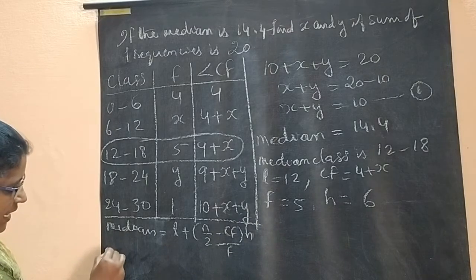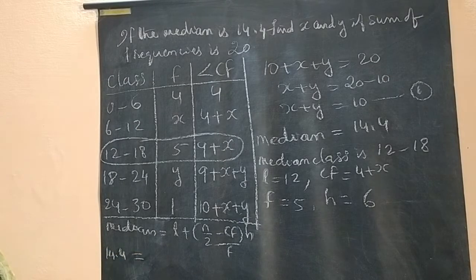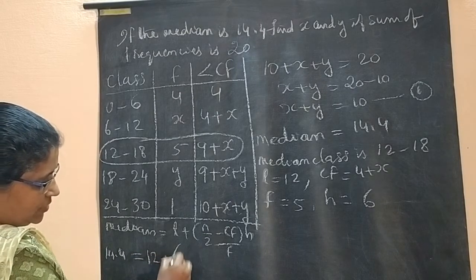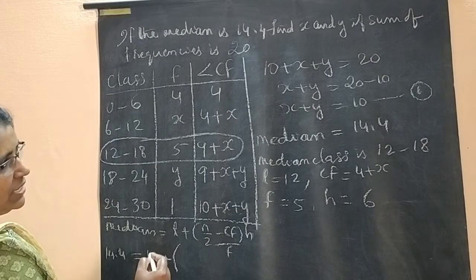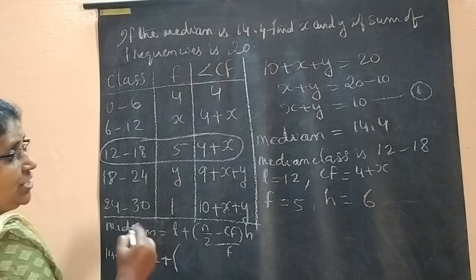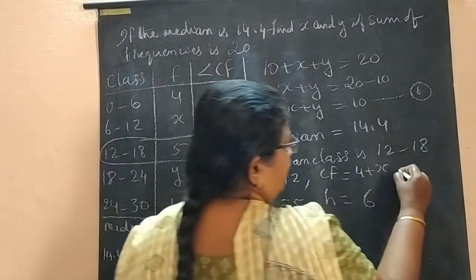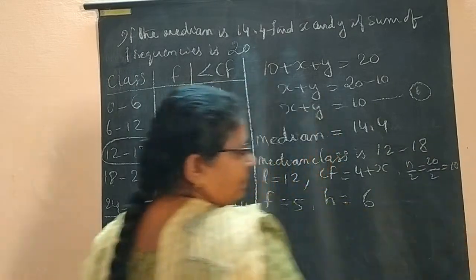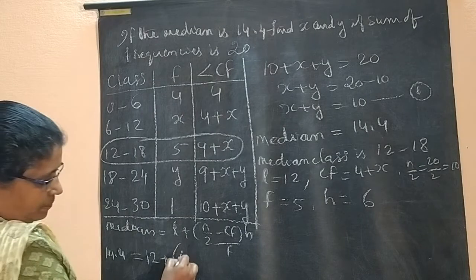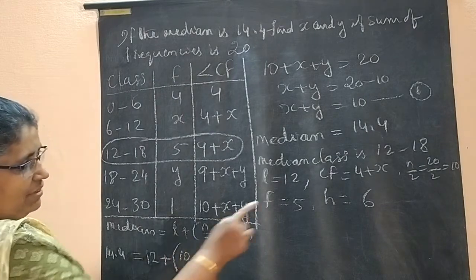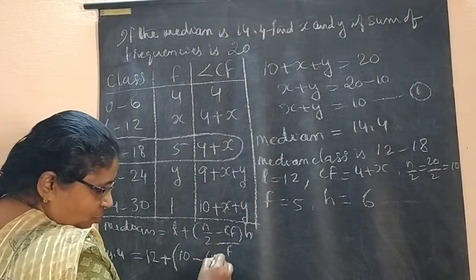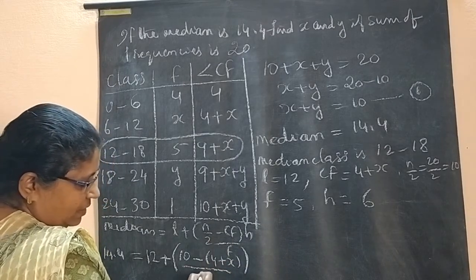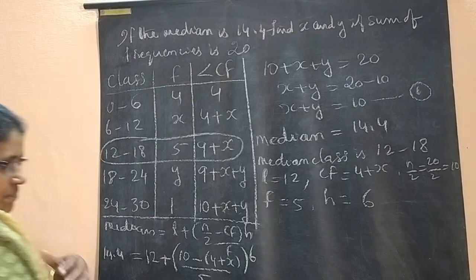So what is median? 14.4 is equal to L is equal to 12 plus n by 2. What is n by 2? 20 by 2. Okay, that also you write. n by 2 is 20 by 2, 10. So 10 minus CF is 4 plus x, that you put in bracket compulsory, divided by 5 into 6.